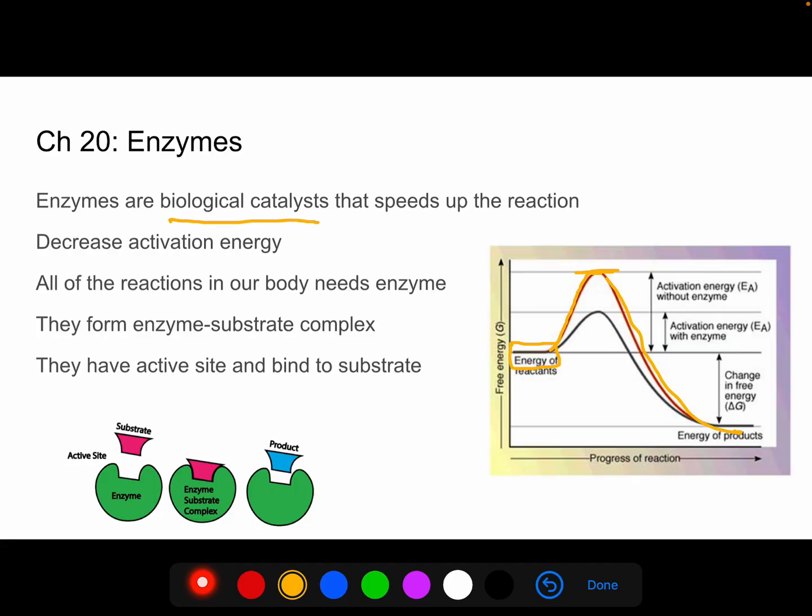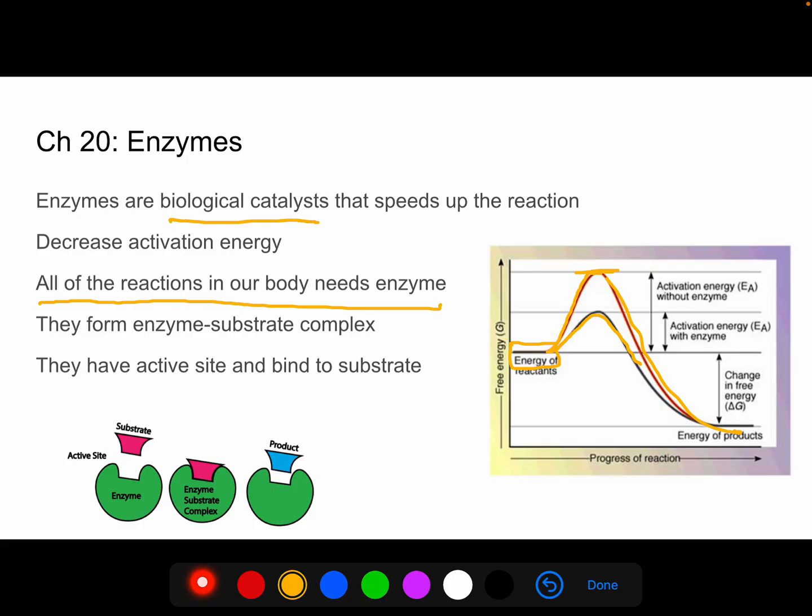So what's the function of the enzyme? That's the biological catalyst. They lower the activation energy so the reaction can happen fast. Sometimes a reaction can take weeks, but if you use the enzyme, it's microseconds. So we heavily depend on the enzymes in our body. Without enzymes, life is not possible because we need quick reactions to happen so we can sustain our life. All of the reactions in our body need enzymes.